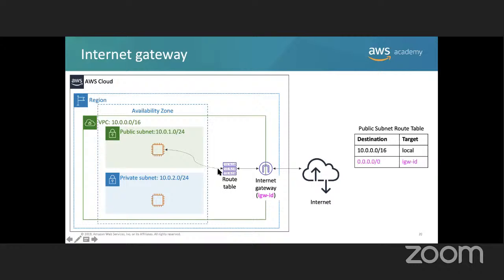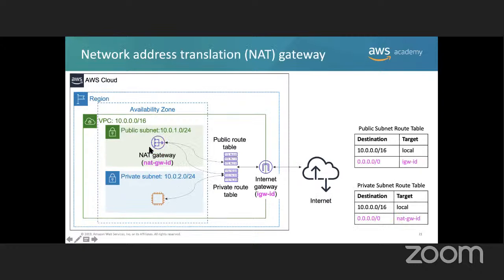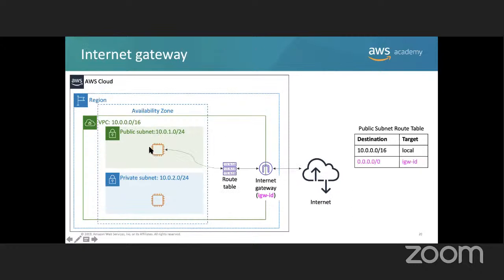We will know about a NAT gateway. A NAT gateway is what allows private subnets to connect to the internet, but that's going to be later. For now, understand that you can only connect to the internet through an internet gateway. It's the only way. And that has to be reflected in the route table.